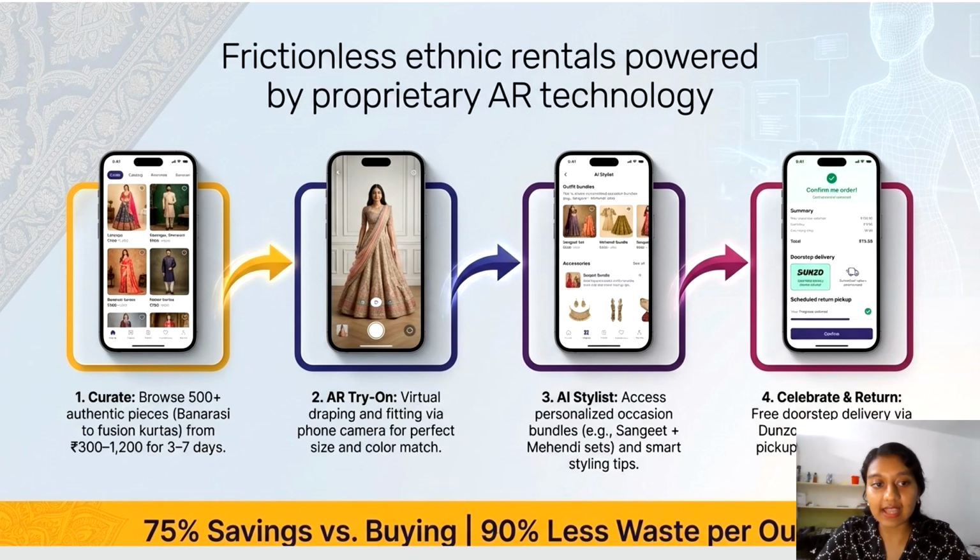So now Curate is like any other customer platform. You go, you see your feed, you choose, then you try it on. Then you have an AI stylist feature, which also tells you matching jewelry, accessories and stuff to go with it. And once you confirm your order, celebrate and return. We have also added that we would partner with Dunzo and Delivery to do this, even though Dunzo isn't around anymore. But yeah, back when we made this, it was a feasible solution to propose.